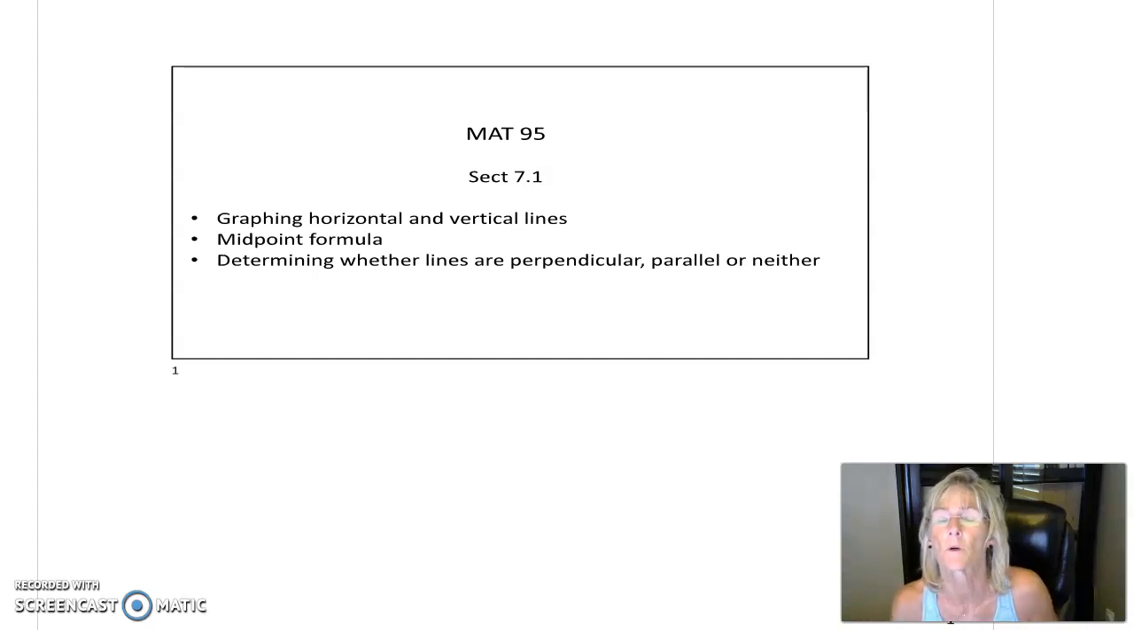In this lesson, we're going to cover section 7.1 and hopefully just briefly talk about a couple of new concepts in 7.1, so we don't have to do the whole chapter. I'm going to go over graphing horizontal and vertical lines, which should be a review, but make sure that you guys understand those concepts. And then we're just going to talk about the midpoint formula and just reiterate whether lines are perpendicular or parallel or neither and how to figure that out.